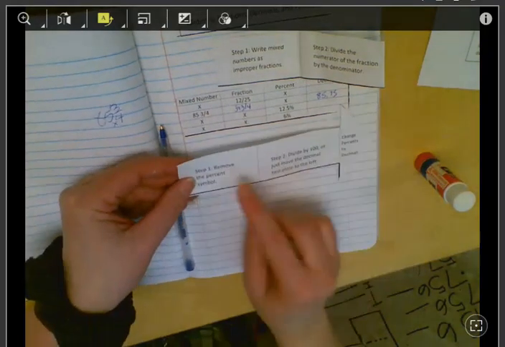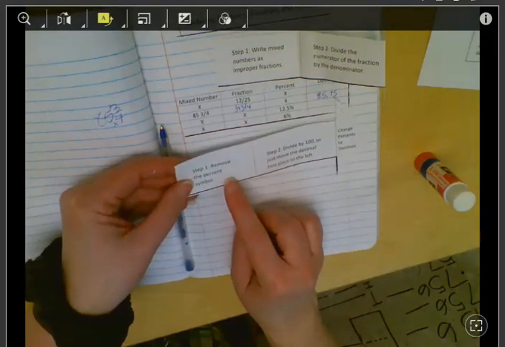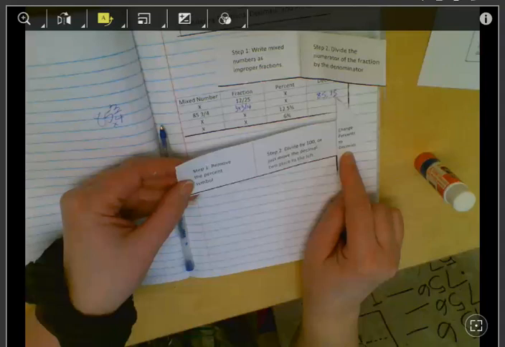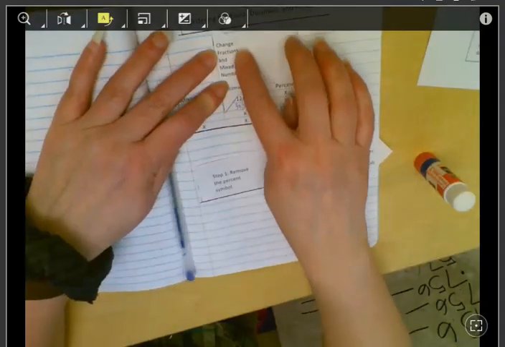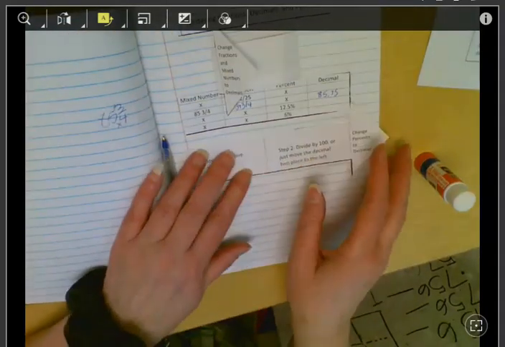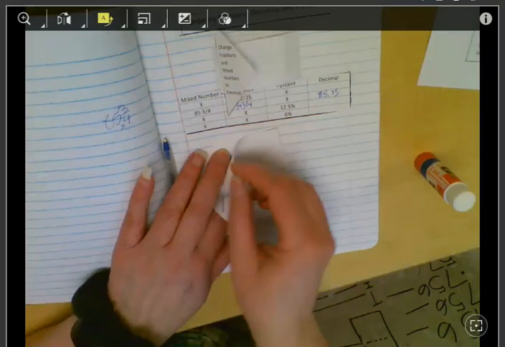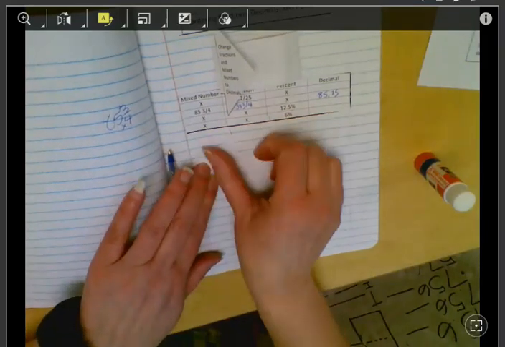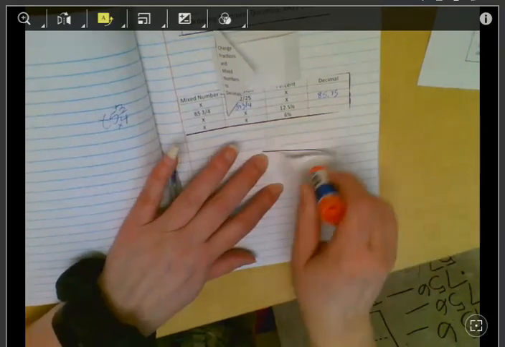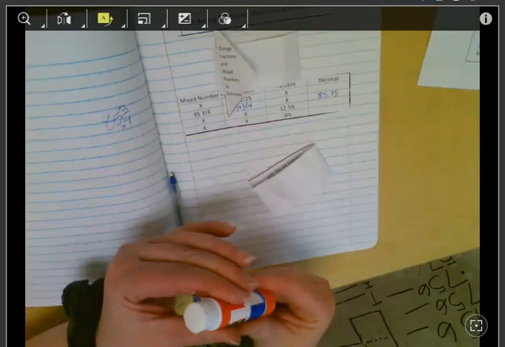The second piece then is going to be removing the percent symbol to change them all to decimals, changing percents to decimals. So you'll see this is changing fractions and mixed numbers to decimals. This one's going to be changing percents to decimals. So we're going to fold that on the dotted. And we'll fold that here so it's like another trifold. And we're just going to glue the bottom piece in, and it'll be a little springboard again.